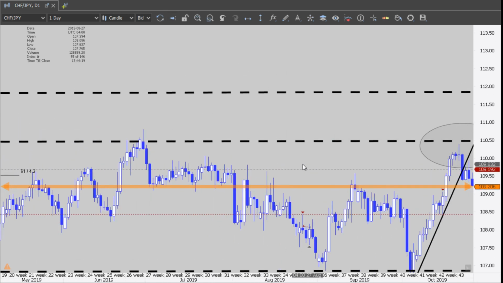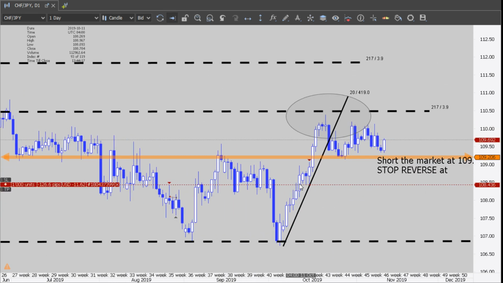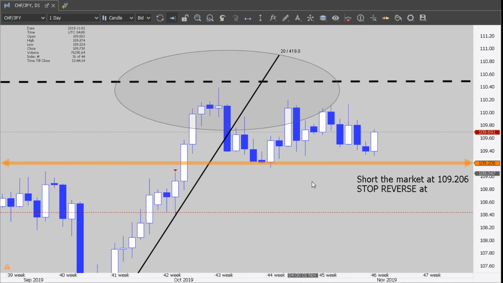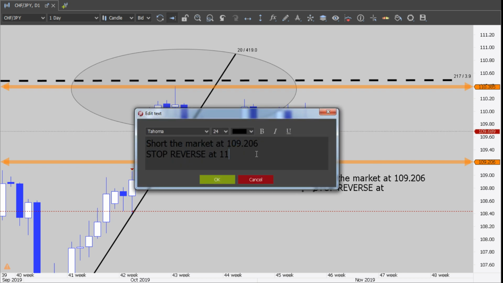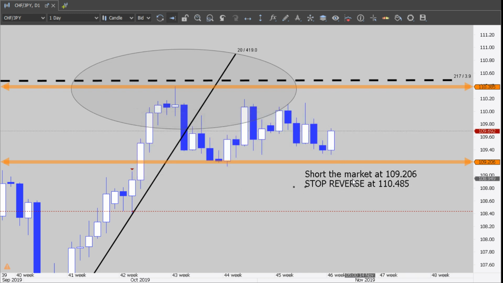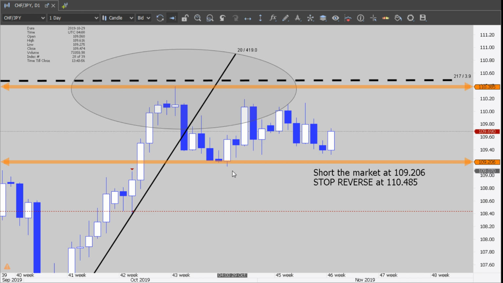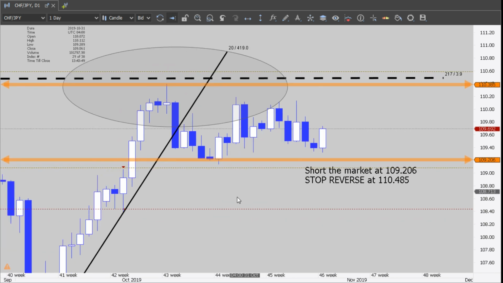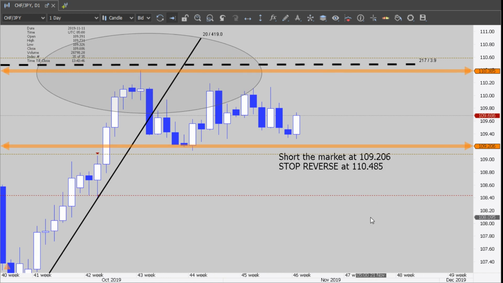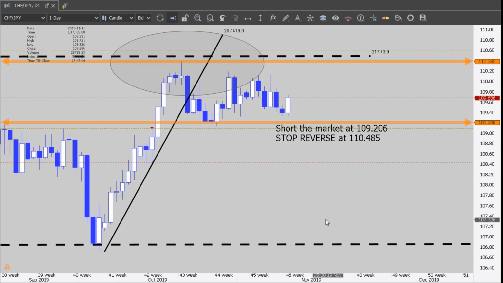I'm going to delete this one. Stop reverse at, what's the number? Somewhere at, stop reverse at 110.485. Let's see. Okay, we're going to put an alarm here, put an alarm up in here. So if the market is going to break the lower level or the upper level, then we are going to enter. Hopefully the market is going to break.